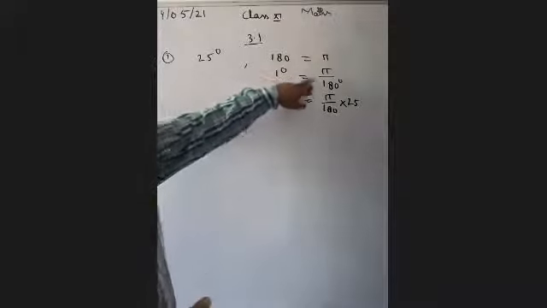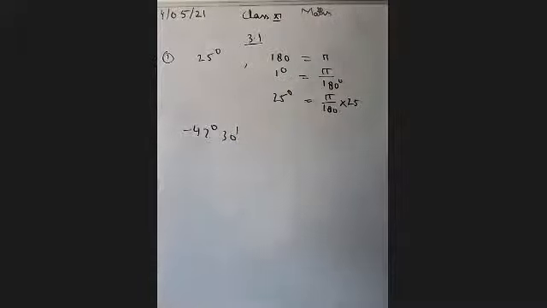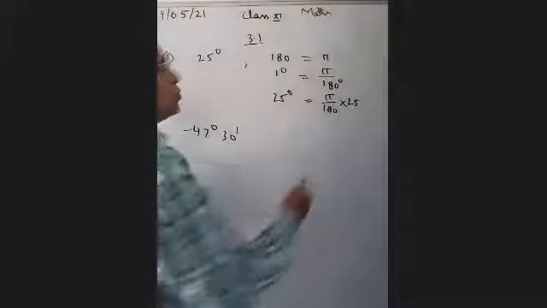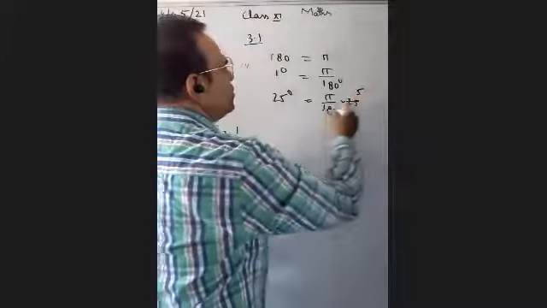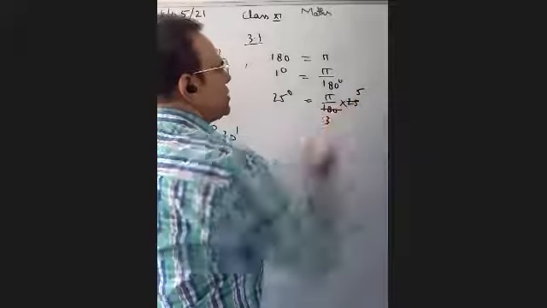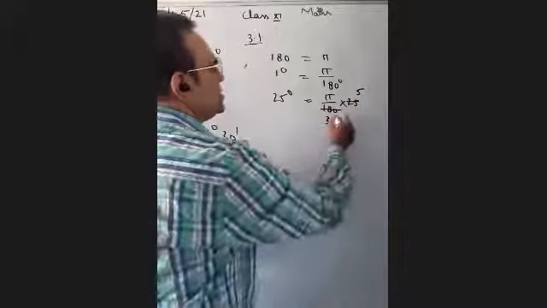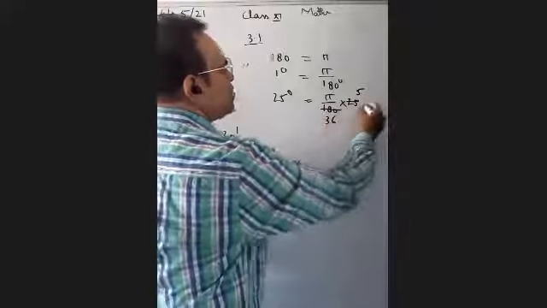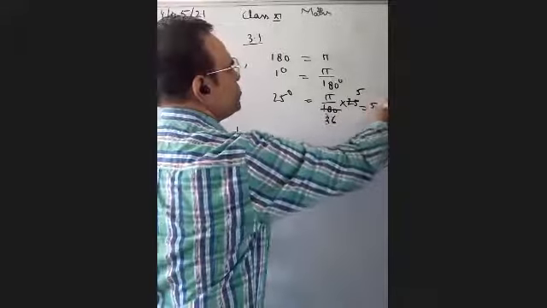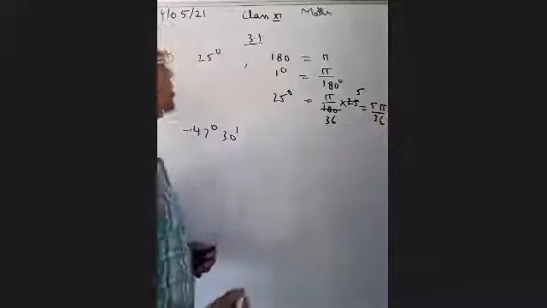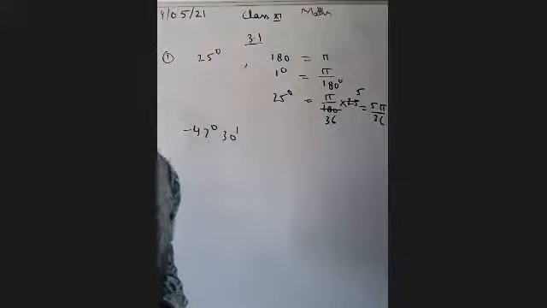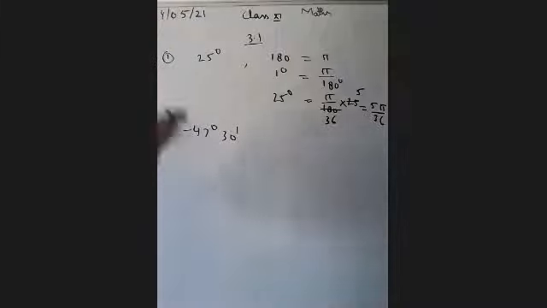So 1 degree is equal to pi upon 180, 25 degree is equal to this one. So you can simplify by dividing: 5 5 is 25, 5 3 is 15, 5 6 is 30, यानी कि 5 pi upon 36. So we have converted 25 degree into 5 pi upon 36. Now we want to convert 47 degree and 30 minutes.